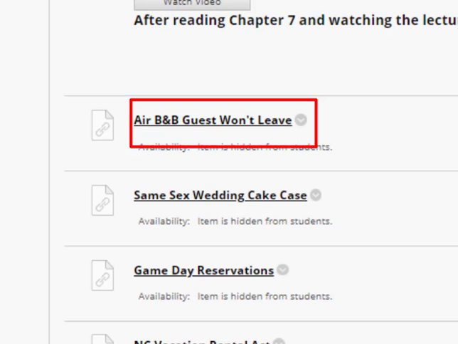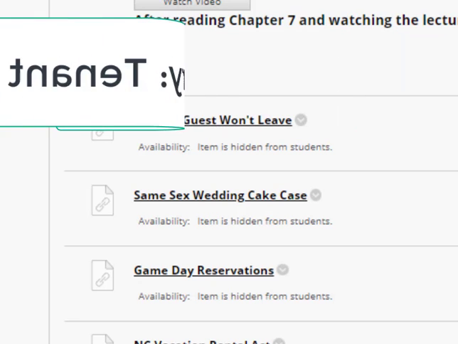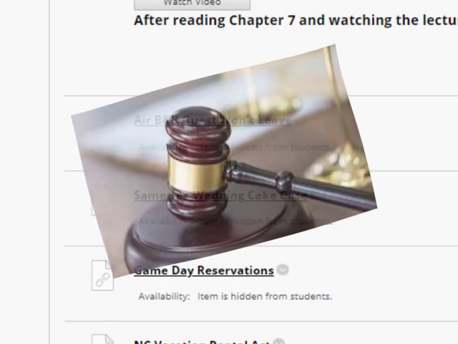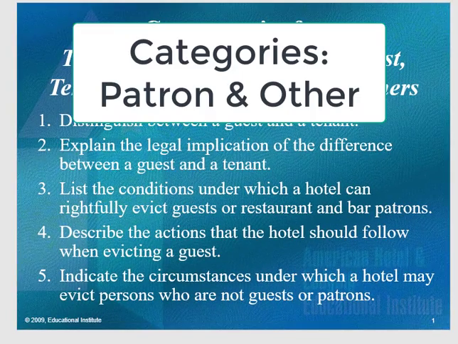In that video, you will see the difficult process required if we need to evict someone who falls into the next category of tenant. The bottom line there is, when someone is considered a tenant, we will need to make a trip or two to the courthouse to go through a more formal eviction proceeding in front of the magistrate or judge. The final two categories are patron and persons other than guests.